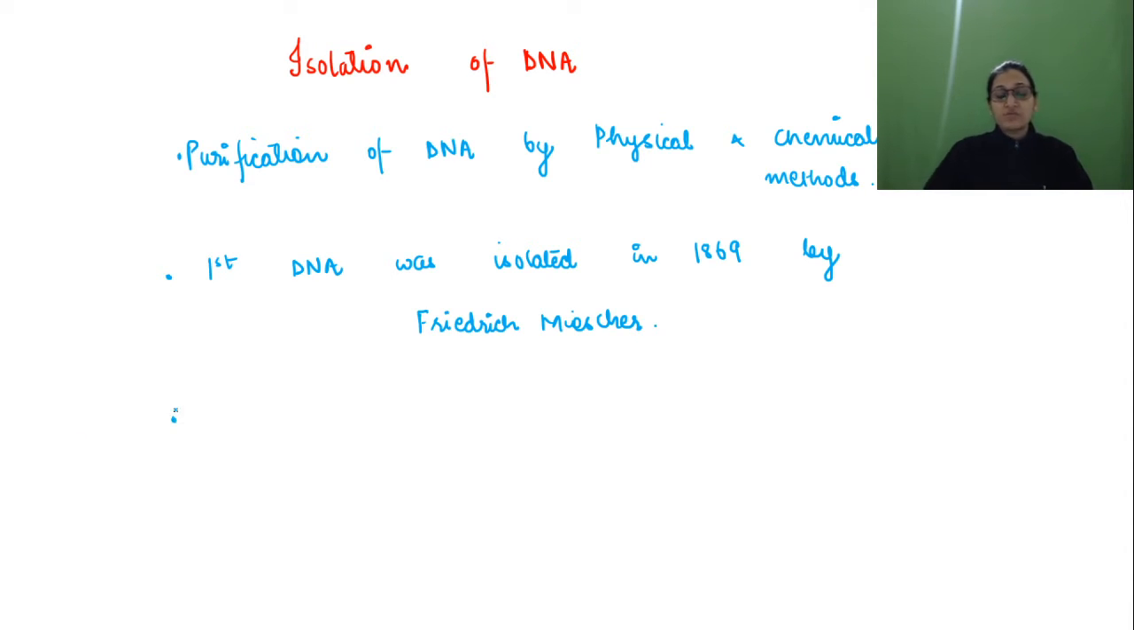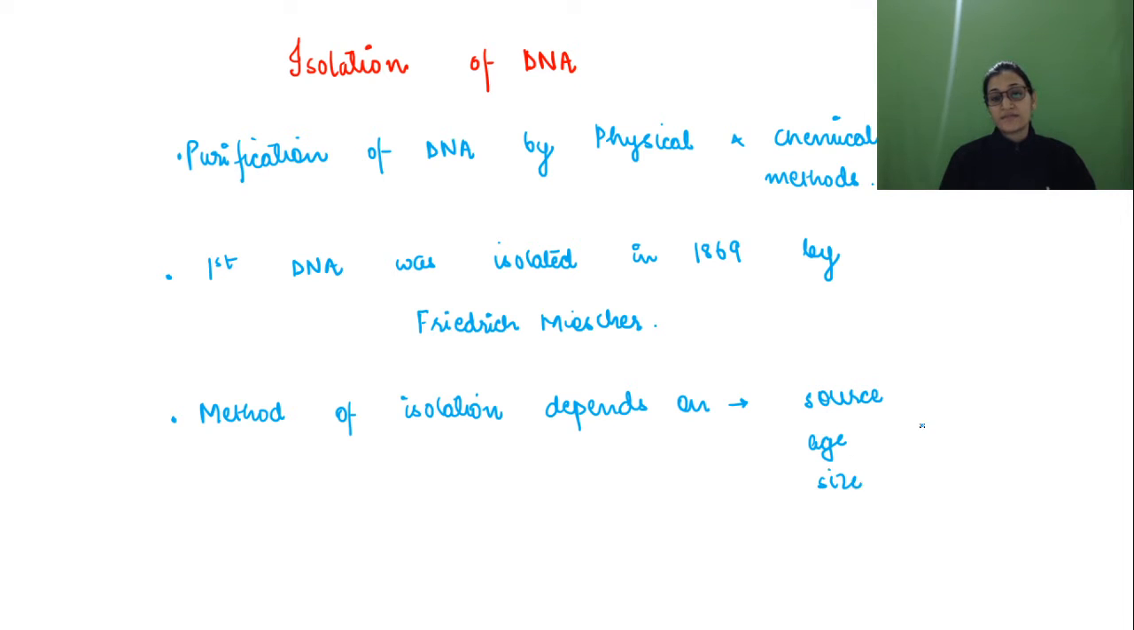The methods used to isolate DNA depend on the source of DNA, then the age of the sample, then the size of the sample. So the method of isolation depends on source, age, and size of the sample.